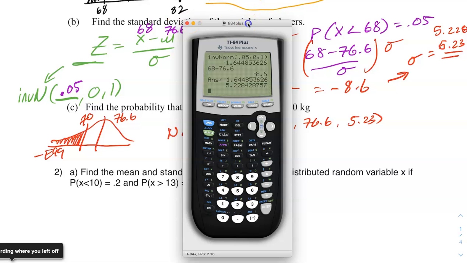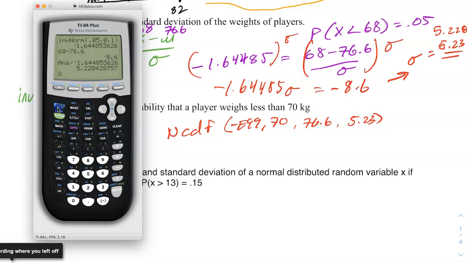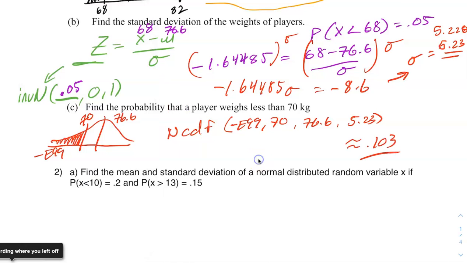Okay. So now let's do this one. Second distribution, normal CDF. Negative E99, how nice, I already have that for us. 70, and then 76.6, and then 5.23. Hit paste, and I get my answer. Now again, since I'm doing the final answer here, I can just round it. So 0.103. So there we go. It's about a 10% chance.